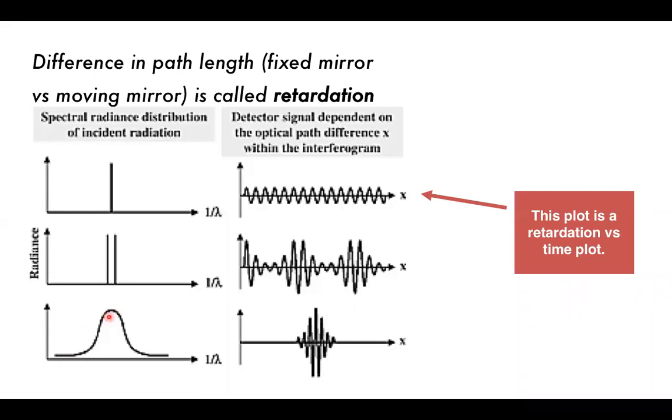And then what is actually read is something like this after it has passed through the sample. So we have here the initial beam, which has not been split. The detector signal is dependent on the optical path difference X within the interferogram. Here it is incident. This is the one that goes to the beam splitter. You can see it is coherent and there are no differences. But after it has passed through the beam splitter and half of it has been modulated by the moving mirror, we can see that it creates this beat pattern.